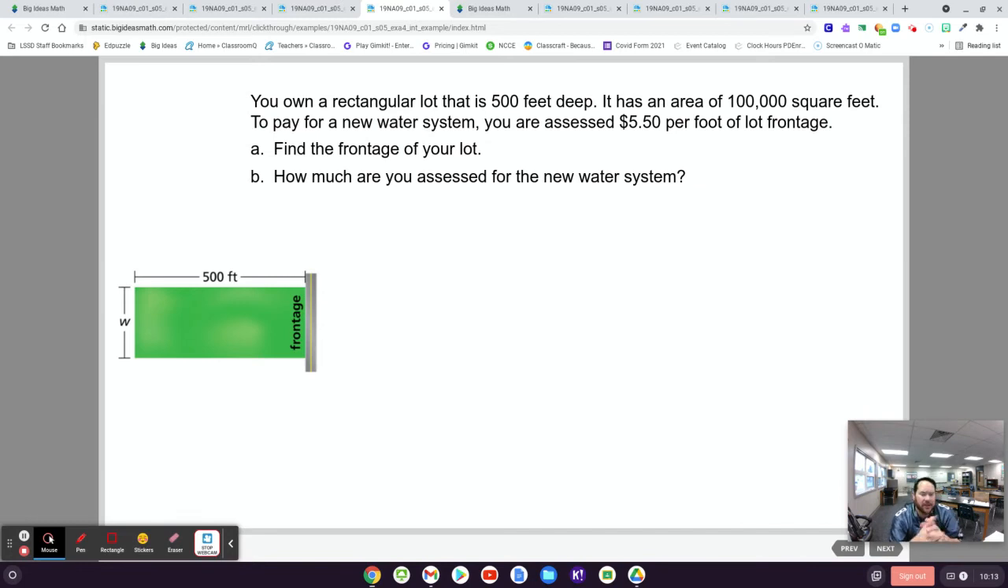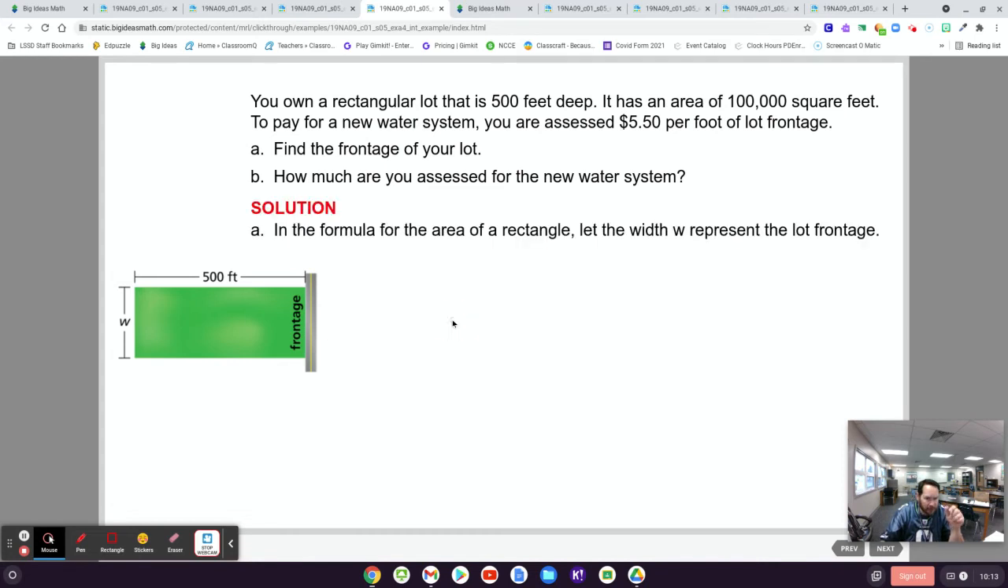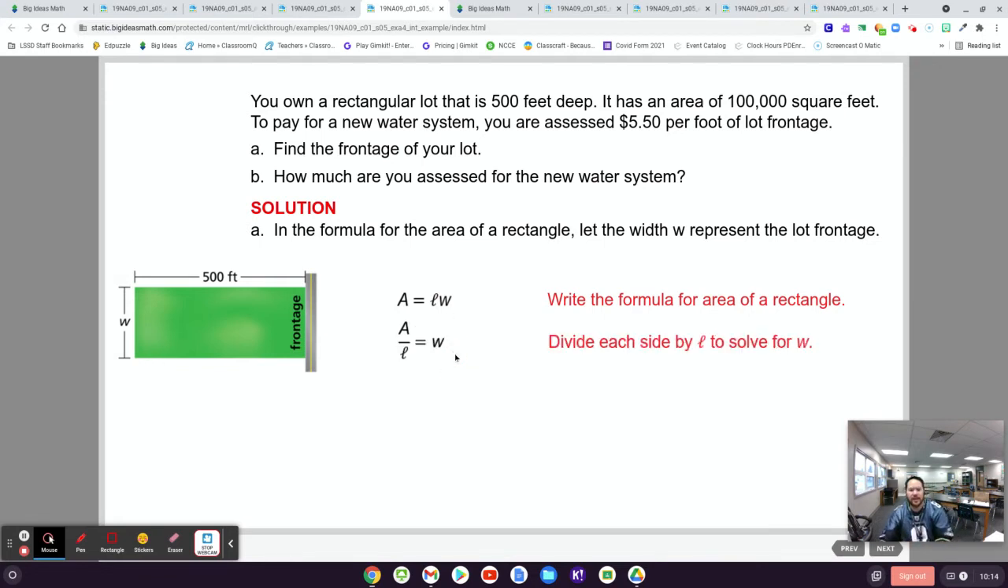You have a rectangular lot that's 500 feet deep, and it has an area of 100,000 square feet. You pay for a new water system, and it's $5.50 per foot of frontage. So that's by the road. So this part, they charge you $5.50 per foot. So we have to find how long this frontage is and figure out how much money that's going to cost us. So one way to do this is, the area of a rectangle is length times width. We want the width. So we're going to isolate W. You can do that by dividing each side by L. So the area divided by length tells you the width. So see if you can figure that out real quick.